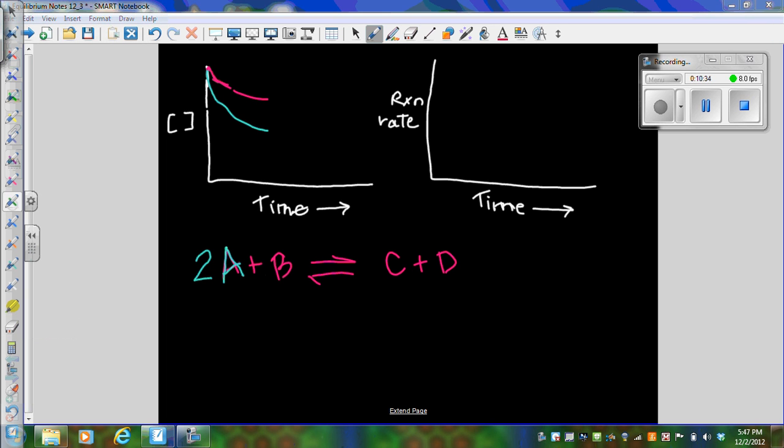C and D, I'm going to change their colors. Let's make C green. Let's make this easy and let's only have one product. So let's say this is a synthesis reaction. Initially we have no C, and C and B are in the same molar ratio, so their curves are going to look similar. They're just going to be flipped. As time goes on, the amount of C starts to build up, starts to increase, and then eventually these are going to level off where our concentrations are not changing with time.